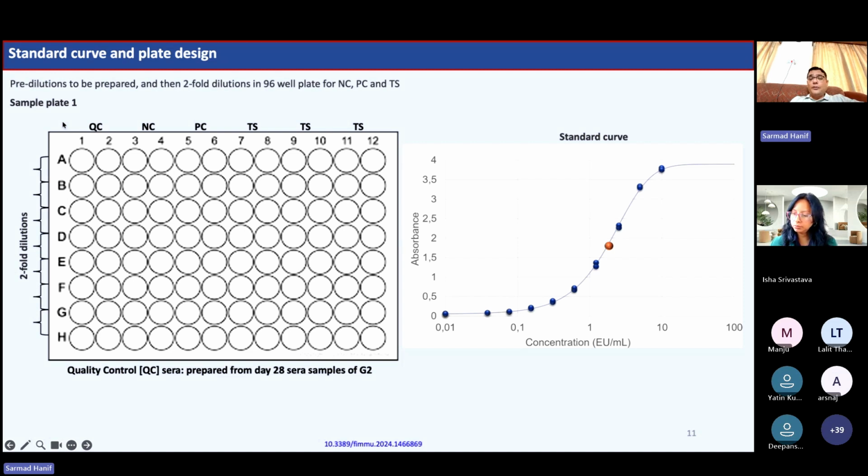Don't confuse yourself with too many plates, because you will ultimately have 120 samples, but the process and the steps will be the same. So take this plate as a sample plate, and this can be replicated for the other samples, keeping in mind that you have the quality control.